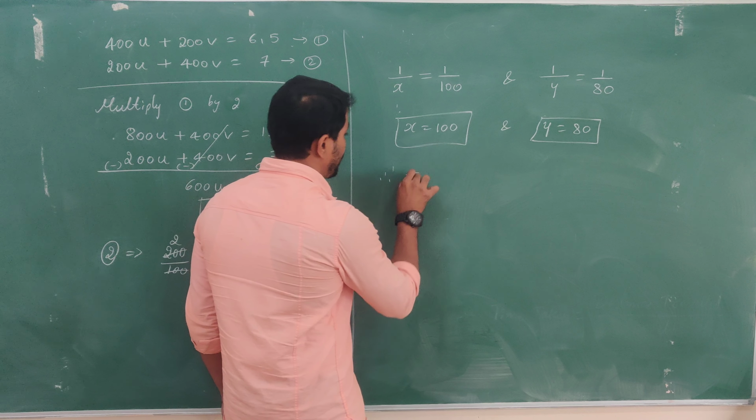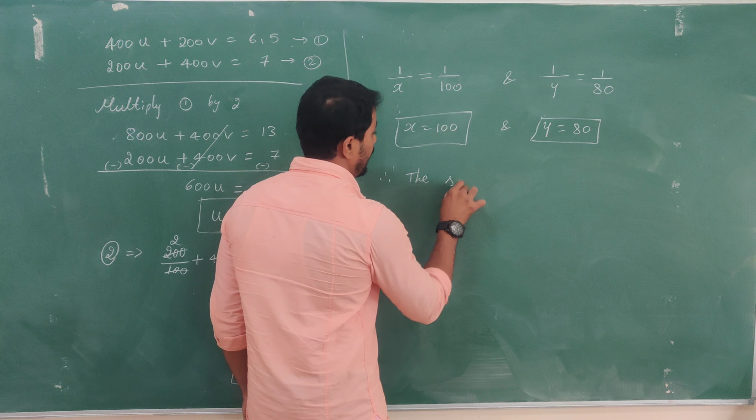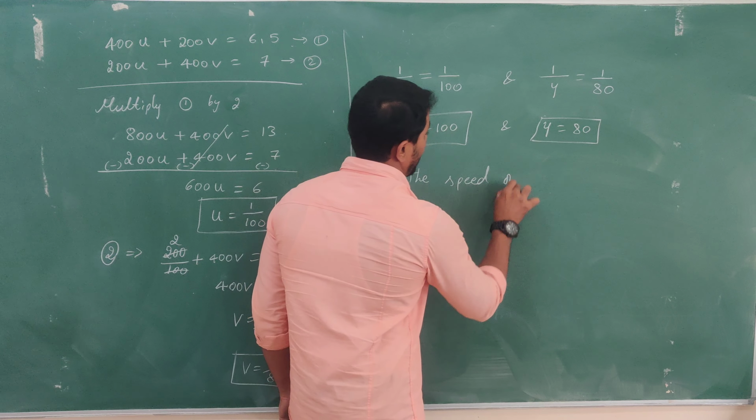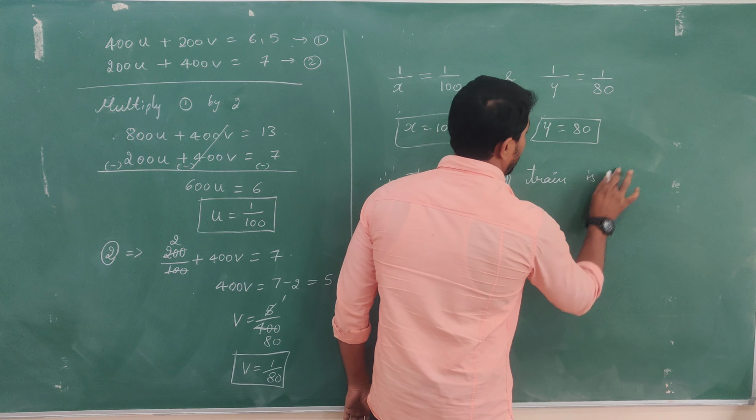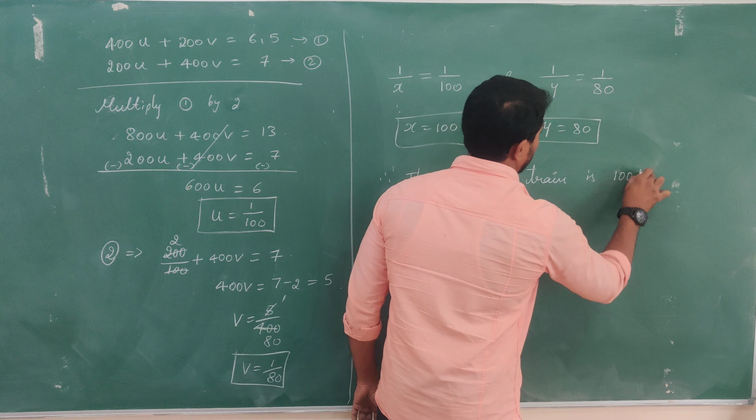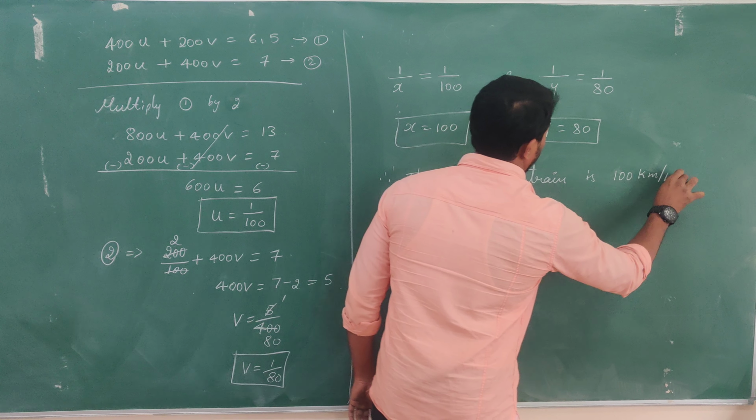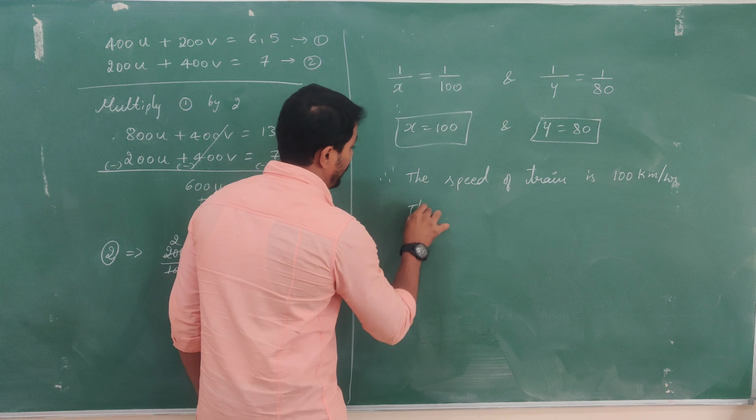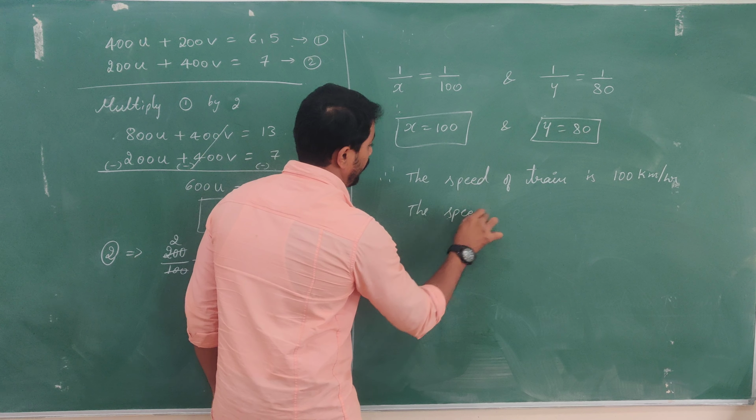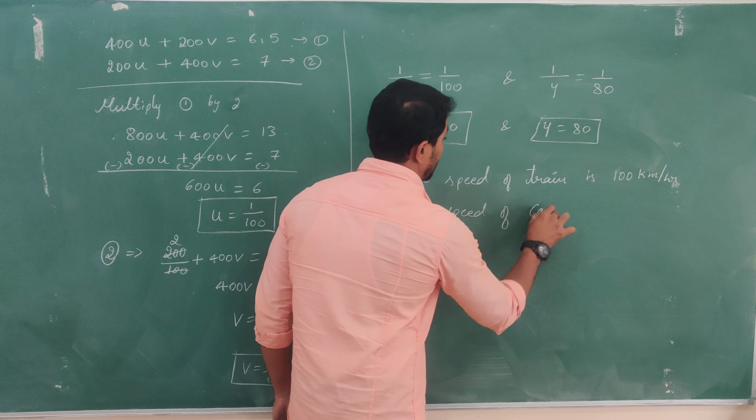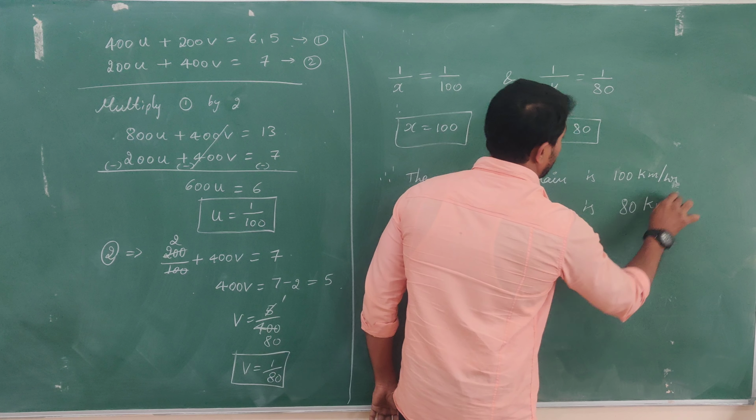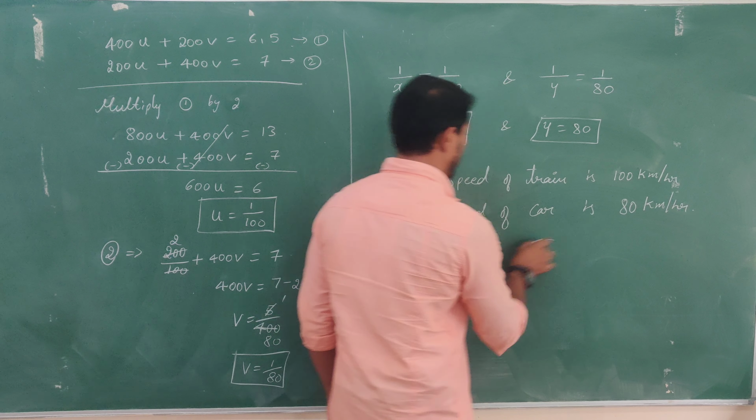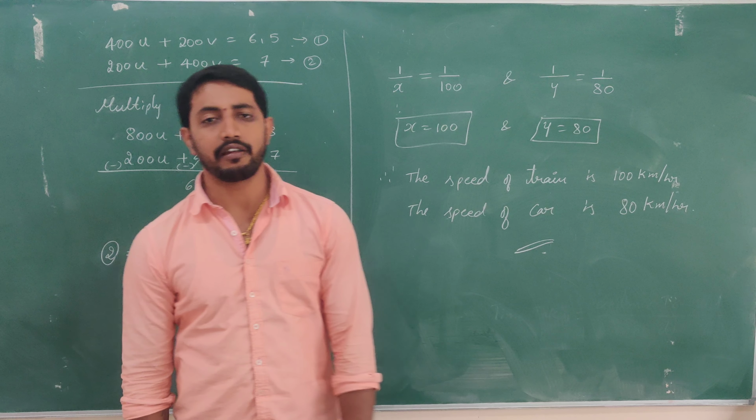Therefore, the speed of the train is 100 kilometer per hour, and the speed of the car is 80 kilometer per hour. This is the required speed.